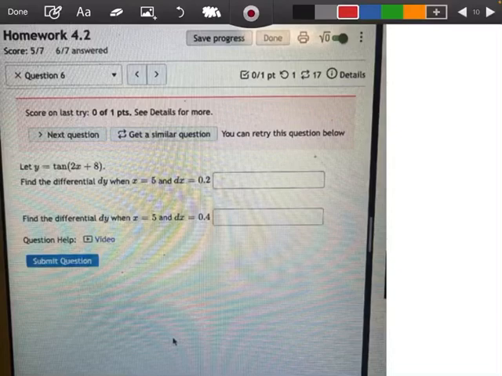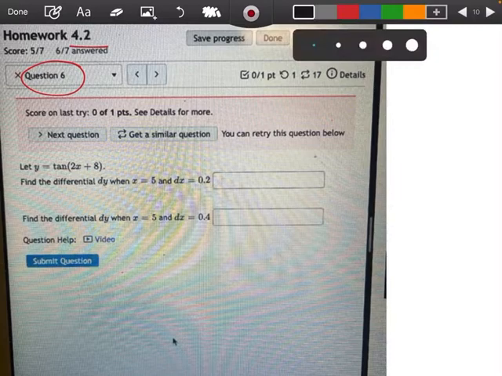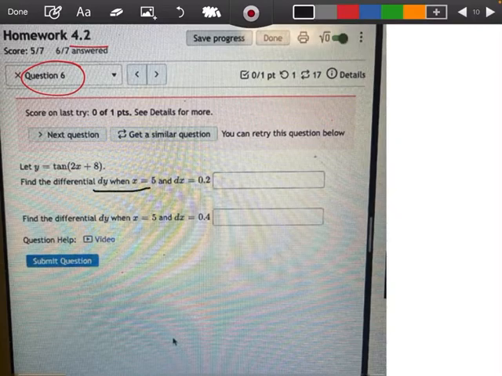So y'all, this is question number 6 out of 4.2. And it says, let y equal the tangent of 2x plus 8. We want to find the differential dy when x equals 5 and when dx equals 0.2. So this here comes out of 4.2.